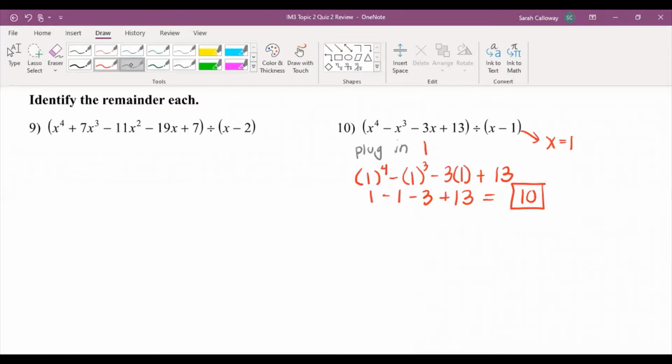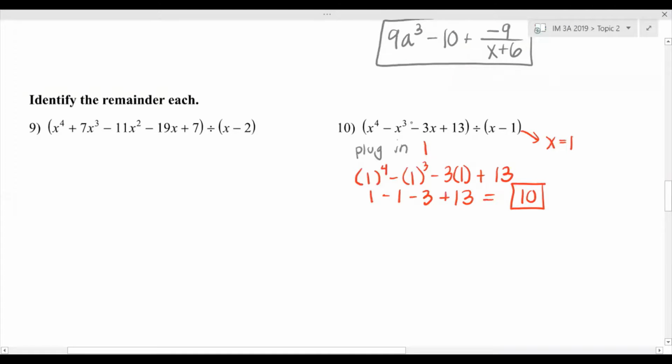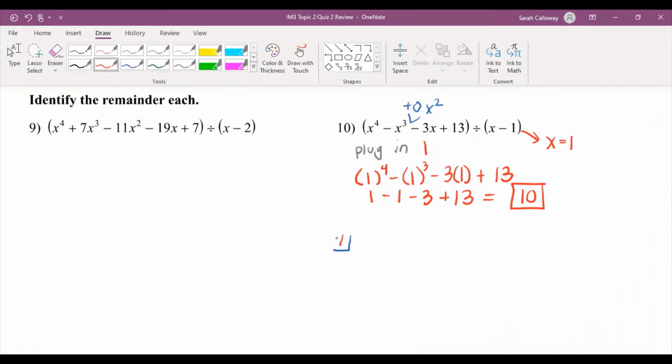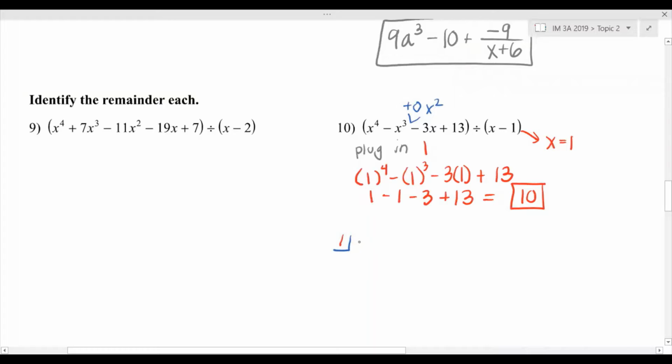So I'm just going to show the synthetic division as well. Notice this one's also missing an x squared term. So I would put that 1 over on the side. So the 0 in my divisor is the number that I'm using for that multiplication piece. I'm going to list my coefficients. So I have 1x to the 4th minus 1x cubed plus 0x squared minus 3x, and then plus 13. So that I know my remainder is going to be underneath the 13.